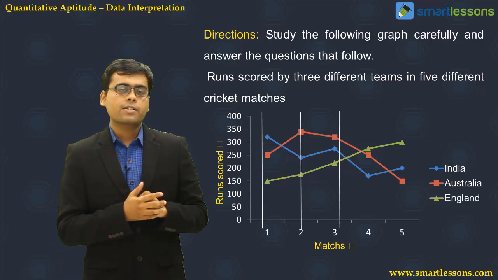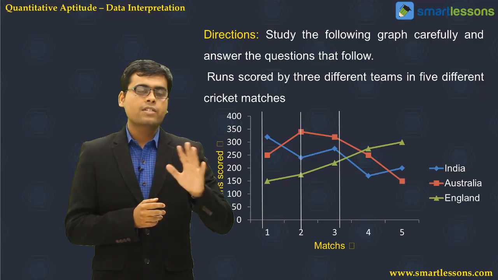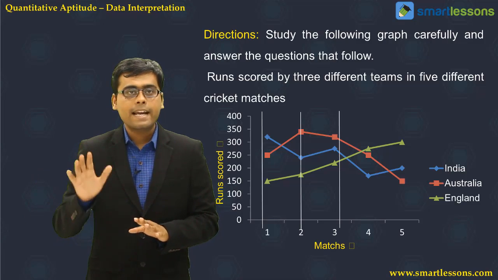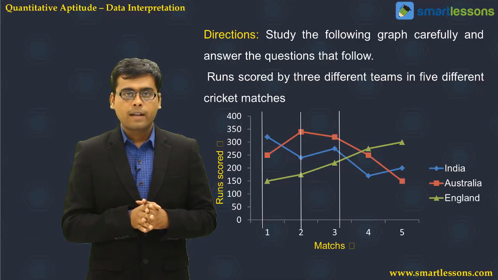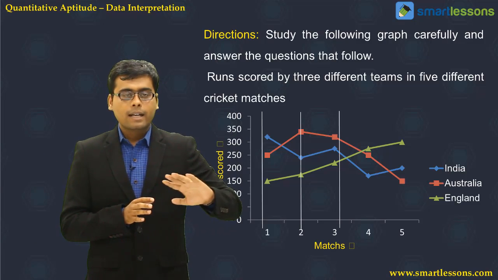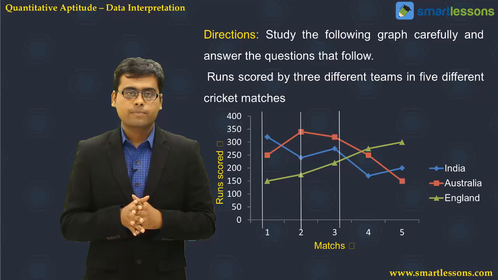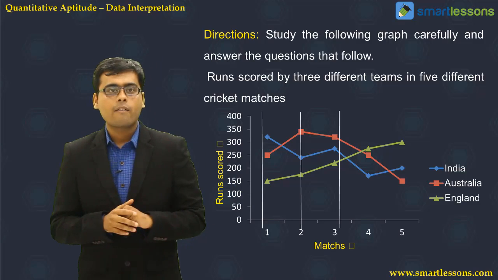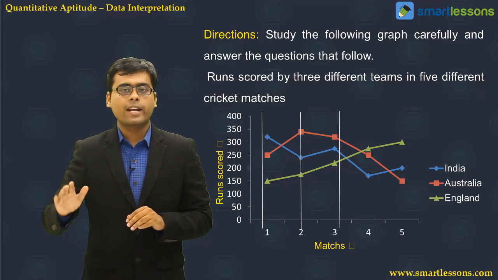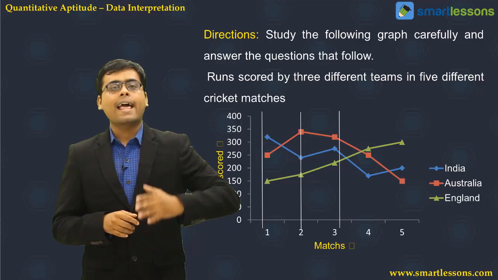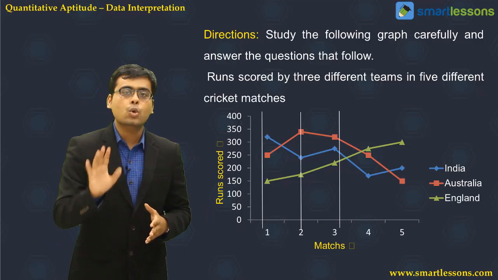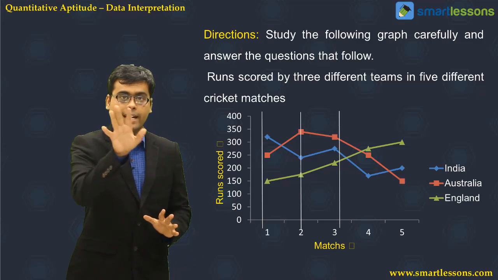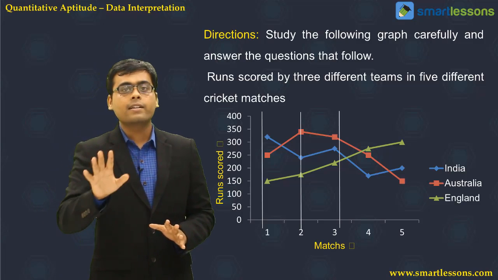So what type of graph is it? This graph represents runs scored by 3 different teams in 5 different cricket matches. Now the horizontal axis represents different matches: match number 1, match number 2, match number 3, match number 4, match number 5. So these are 5 different matches. And the vertical axis represents runs scored by a particular team. As I mentioned, the 3 different colors represent 3 different teams.